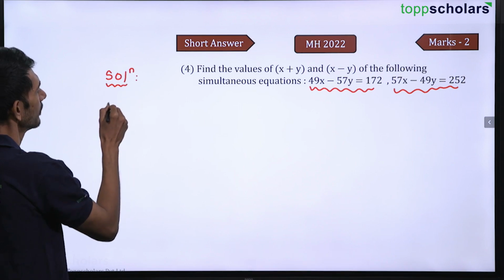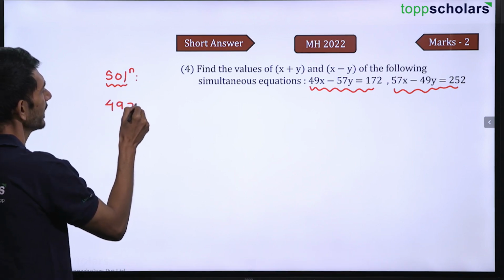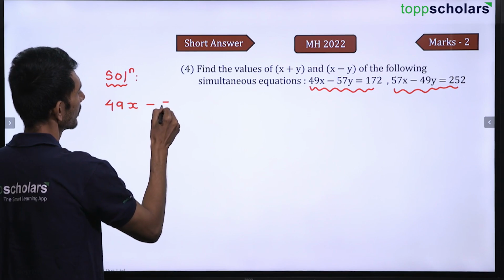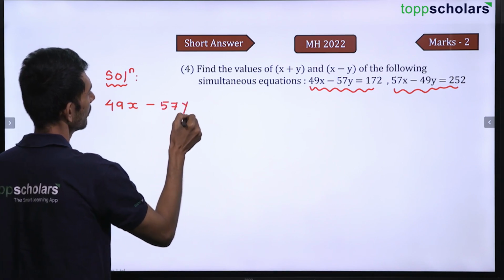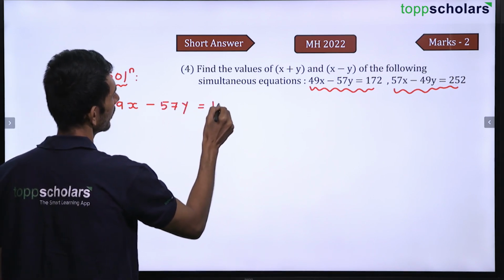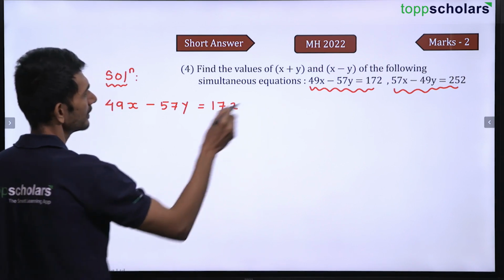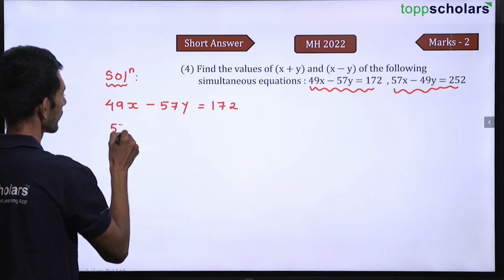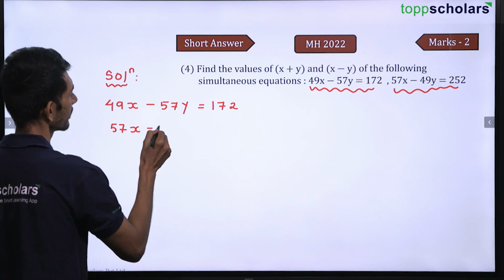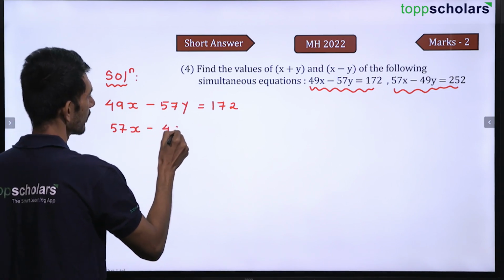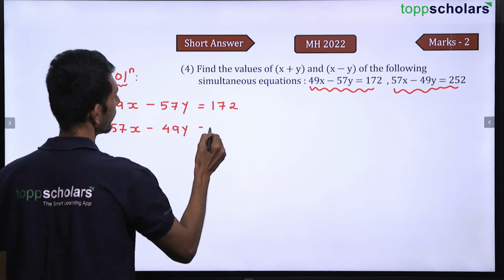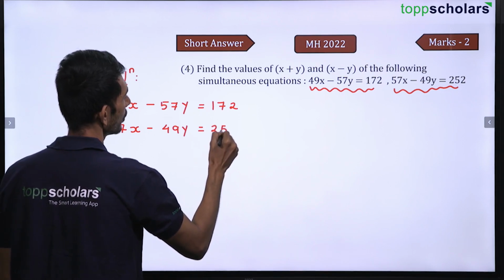We have 49x minus 57y is equal to 172. The second is 57x minus 49y is equal to 252.